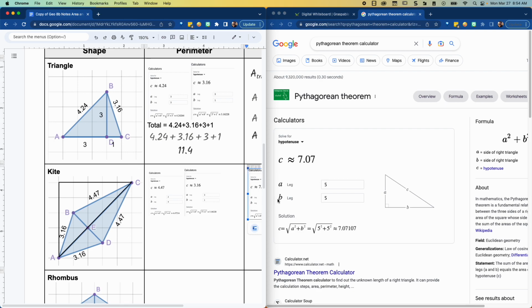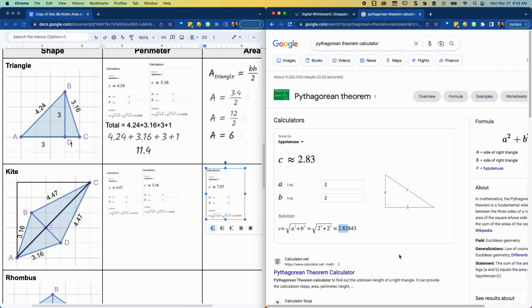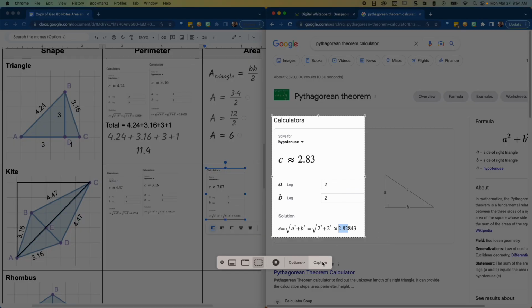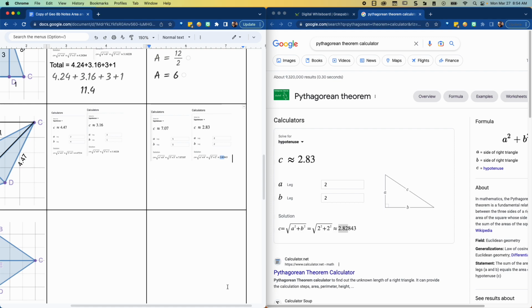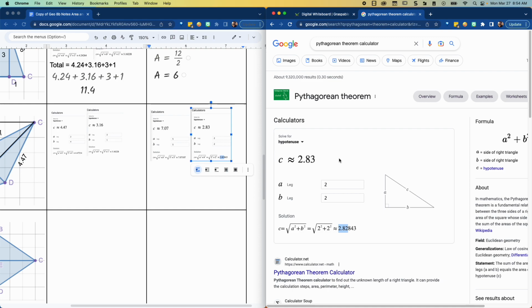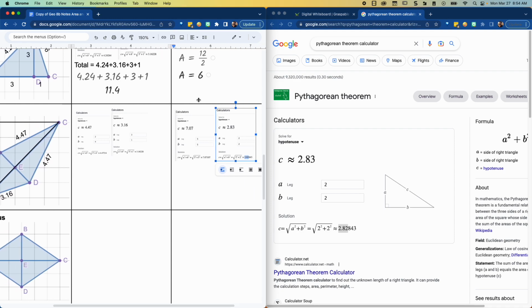Similarly, we need a 2 by 2, and that's going to be 2.82. There we go. So we have, or it rounds it off to 2.83. Now, if I wanted to find the area of that kite, I need those two numbers, 7.07 and 2.83.